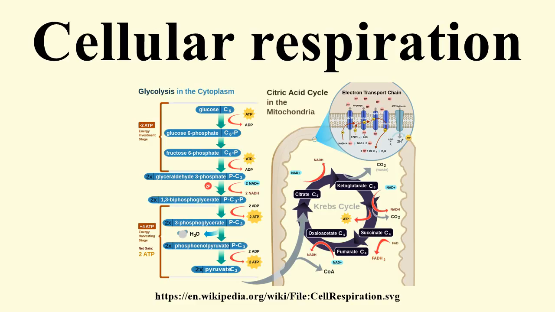Pyruvate is oxidized to acetyl-CoA and CO2 by the pyruvate dehydrogenase complex. The PDC contains multiple copies of 3 enzymes and is located in the mitochondria of eukaryotic cells and in the cytosol of prokaryotes. In the conversion of pyruvate to acetyl-CoA, 1 molecule of NADH and 1 molecule of CO2 is formed. Citric acid cycle. This is also called the Krebs cycle or the tricarboxylic acid cycle.